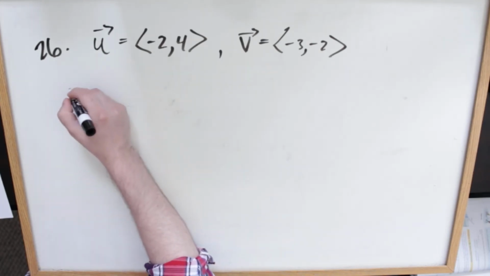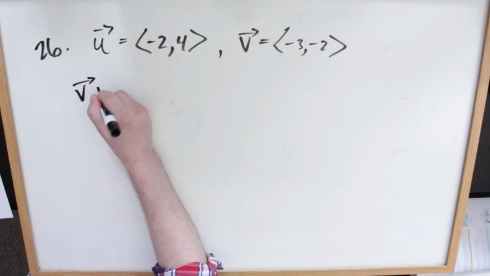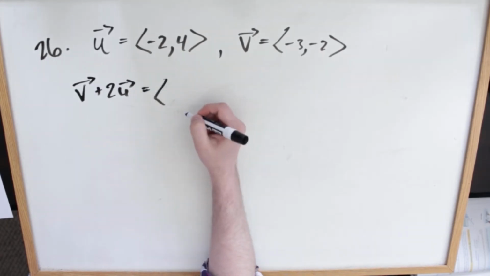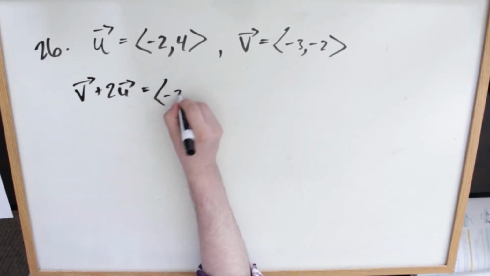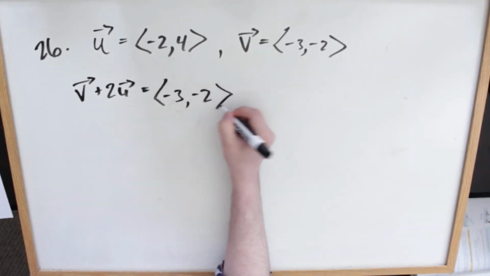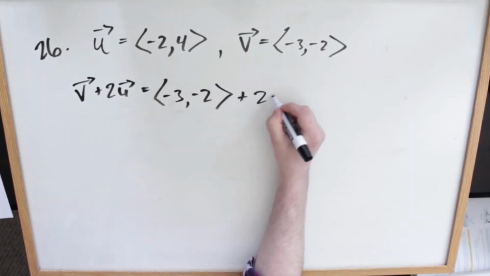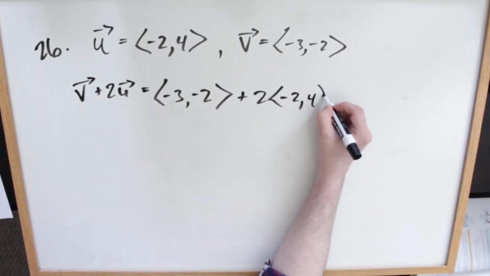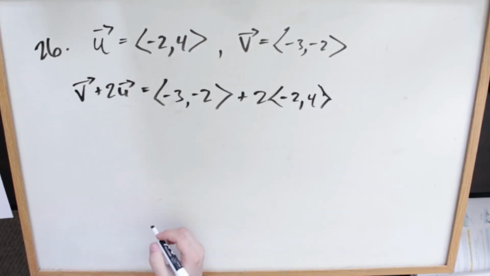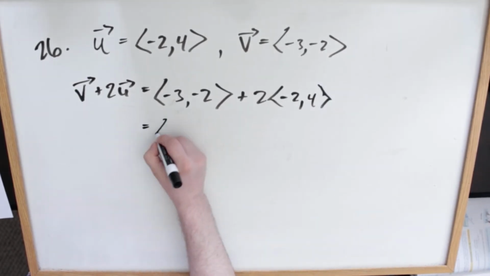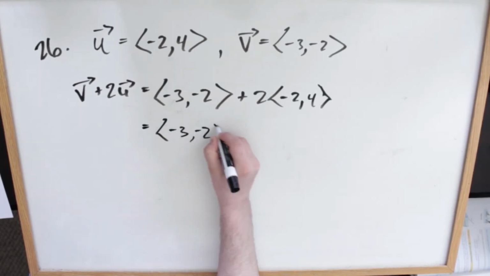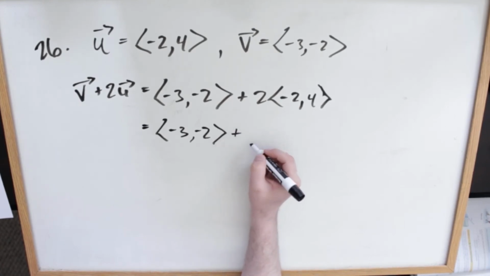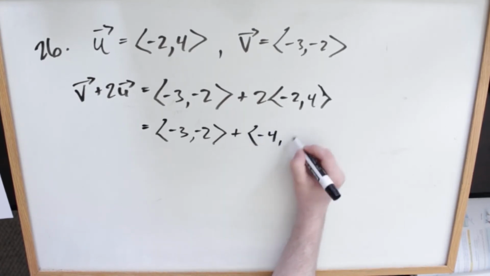So we've got v plus 2u is equal to, so we're going to take this guy, minus 3 times minus 2 plus 2. So this is a scalar quantity times minus 2, 4. Scalar multiplication. This is the same thing as, let me just rewrite this out, minus 2. And then I just take the 2 and I multiply it by each of the components. So now I'm adding, this is going to be minus 4, 8.